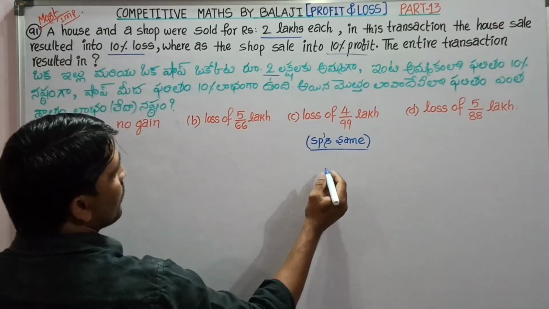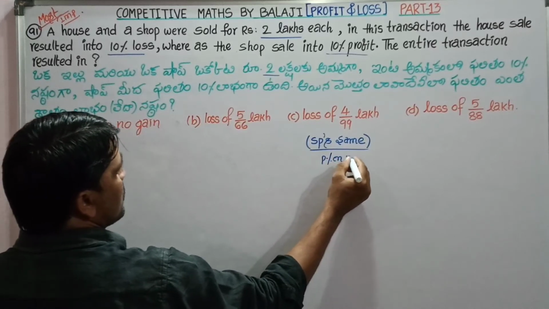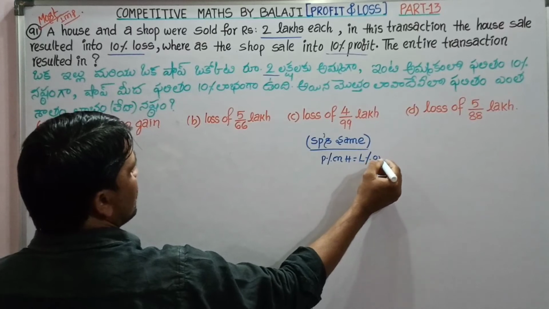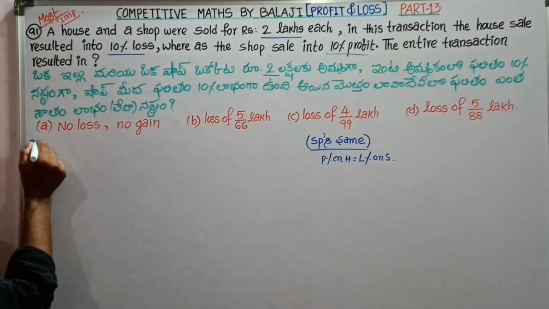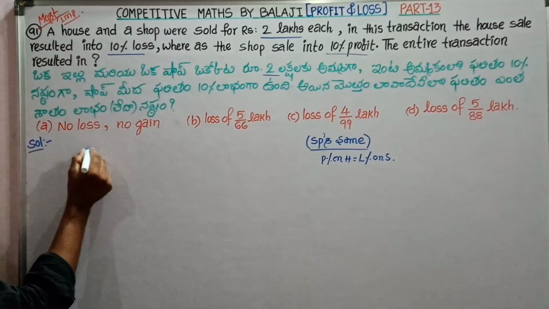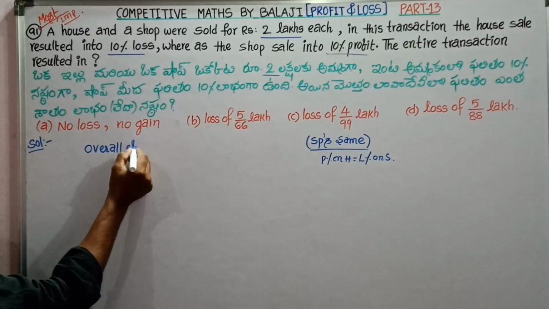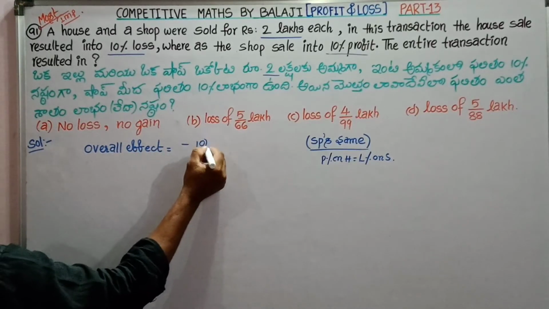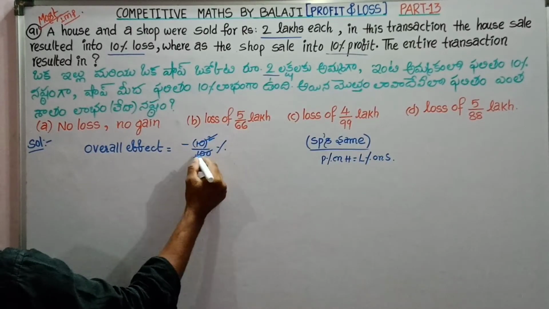Yes, the profit percentage on the house is numerically equal to the loss percentage on the shop. So overall effect is always loss. Overall effect is always minus 10 square by 100%. 10 square 100 gets cancelled.